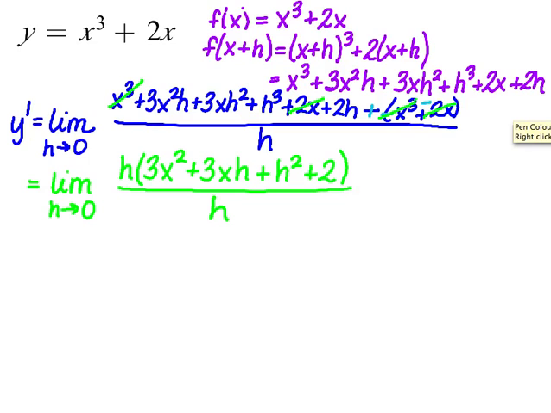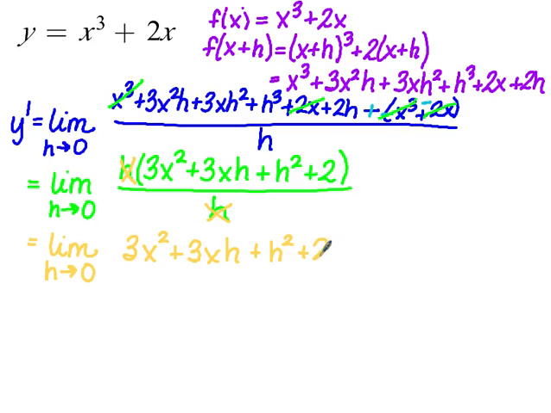So now we can cancel our h's. That leaves me with the limit as h approaches 0 of 3x squared plus 3xh plus h squared plus 2. Now I'm taking the limit, and I got rid of my denominator, remember that was the problem. So now I can go ahead and plug 0 in. This is that direct substitution you did with the limits again. Let's plug in 0 wherever I see an h.